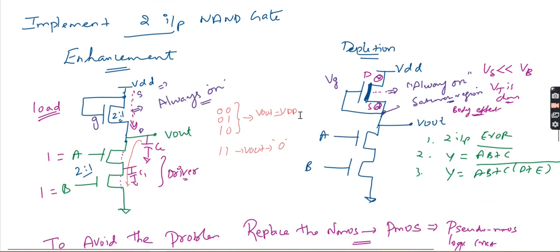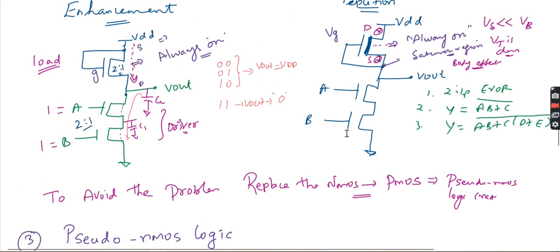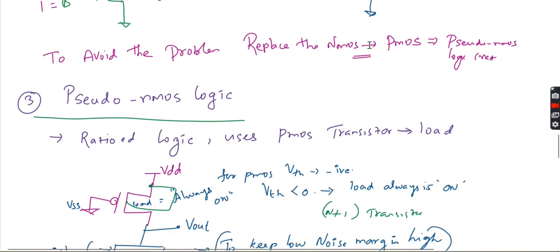The next thing is the depletion type. Here, this also is always on. Because it is always on, the second thing is there will be a problem with the body effect also. To avoid these problems, we replace the NMOS load by a PMOS. That circuit is called the pseudo NMOS logic circuit. That is like a ratioed logic, I can say. So pseudo NMOS logic is called ratioed logic.